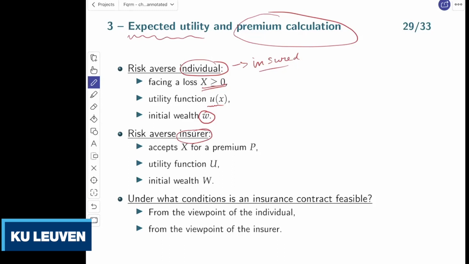Okay, and for the insurer, I also have a utility function and initial wealth. But now I use the capital letters because the insurer can have a different utility function than the individual. The insurer has a different initial wealth than the individual. Right? So you are solving the two problems with different utility functions. Okay? Clear for everyone so far?